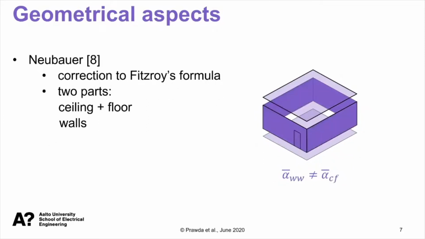Even further improvement was made by Neubauer, who noticed that both Fitzroy's and Kuttruff's models were based on the concept introduced by Eyring. So he made a similar correction to Fitzroy's equation as was earlier done by Kuttruff to Eyring's formula. And this correction was split into 2 parts, one for the ceiling and floor, and the second for the remaining walls.